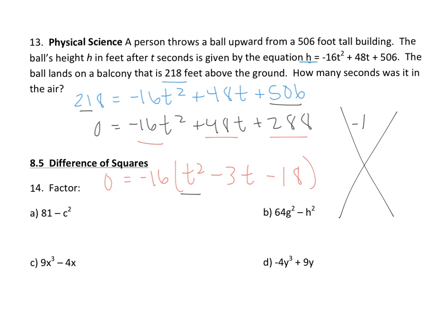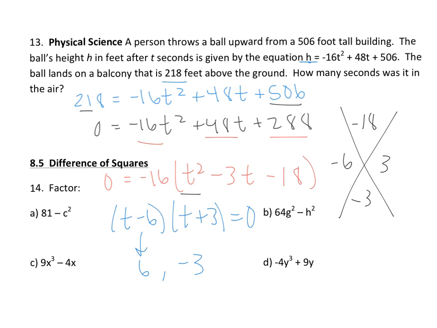So factors of negative 18 that when added together give me negative 3 are negative 6 and positive 3. So when I write out my answer here, I have t minus 6 times t plus 3 equals 0. And my two answers are positive 6 and negative 3. But if we're looking at time and how many seconds something is in the air, we don't want to use the negative answer. So my answer here is just 6 seconds.